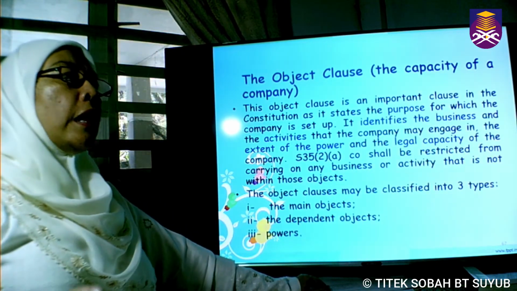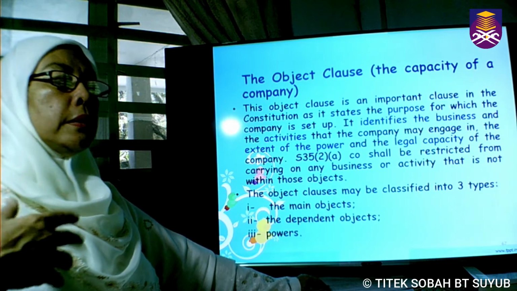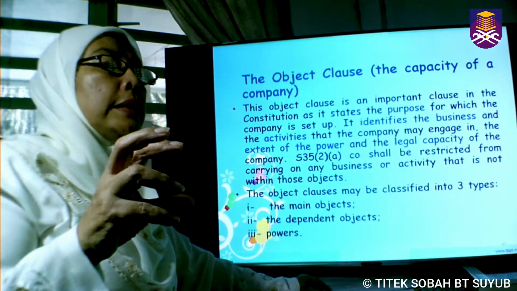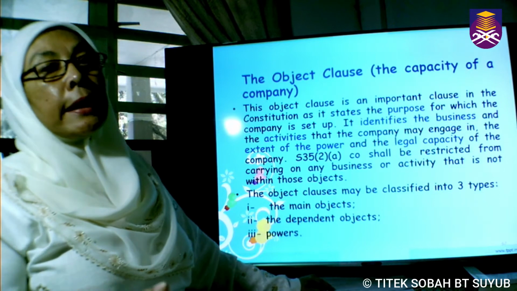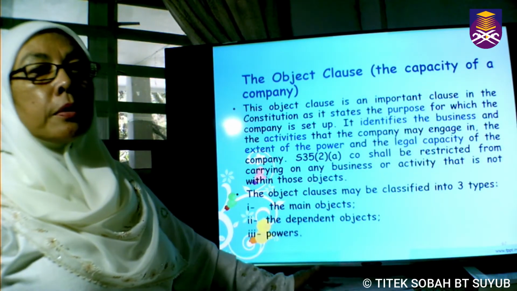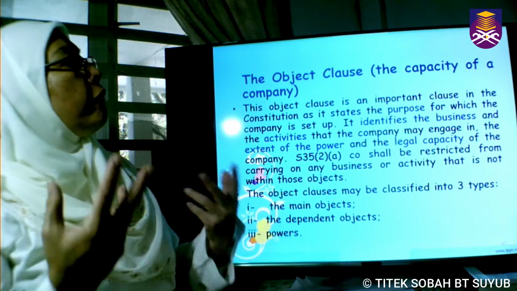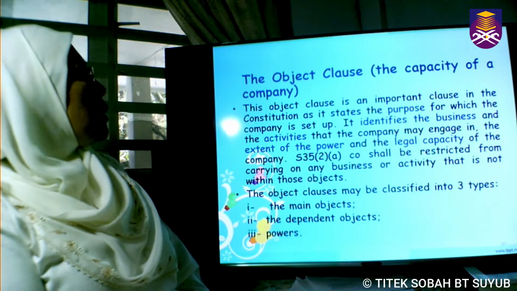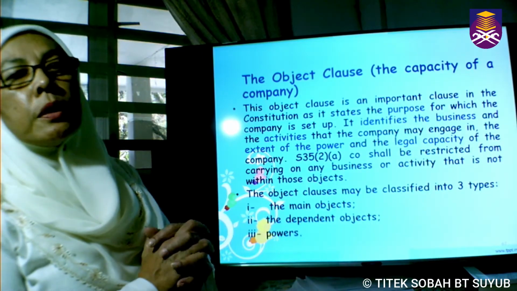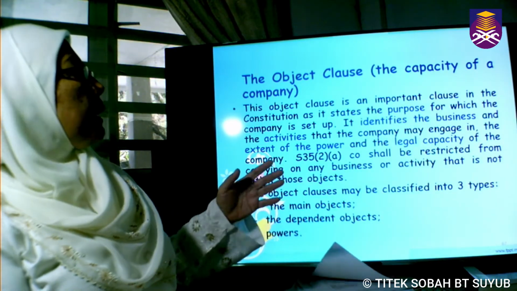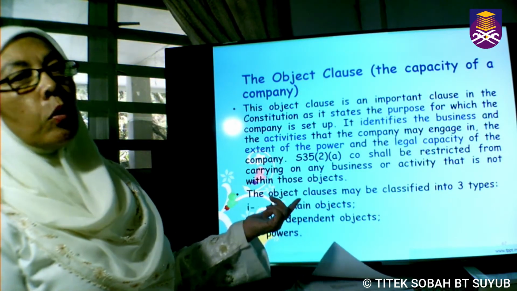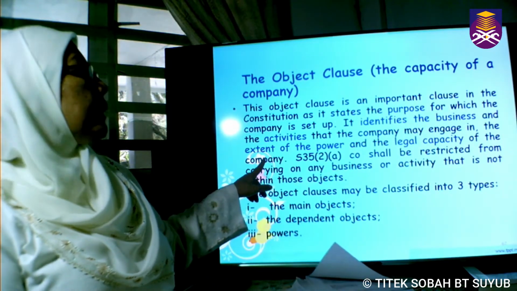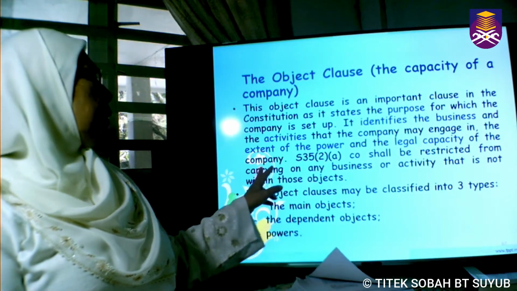So just now, I informed you, in fact, the provision of the Companies Act states that the most important point that needs to be included in the Constitution is the object of the company. So meaning the object clause, because the object clause will reveal what is the capacity of a company, what can be done and what cannot be done by a company. This object clause is a very important clause in the Constitution, because it states the purpose for which the company is set up, why the company is being set up, and it identifies the business and the activities that the company may engage in, and the extent of the power and the legal capacity of the company.